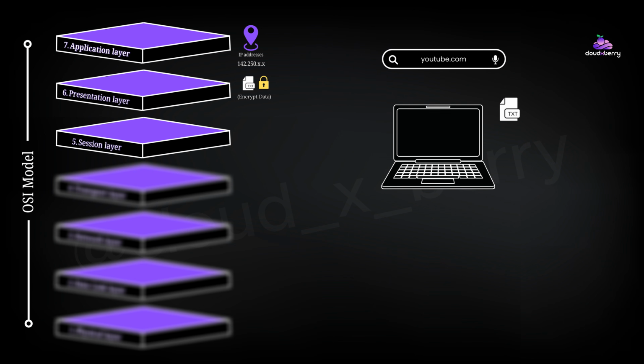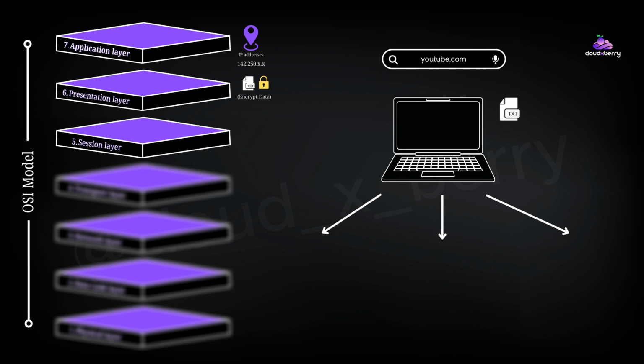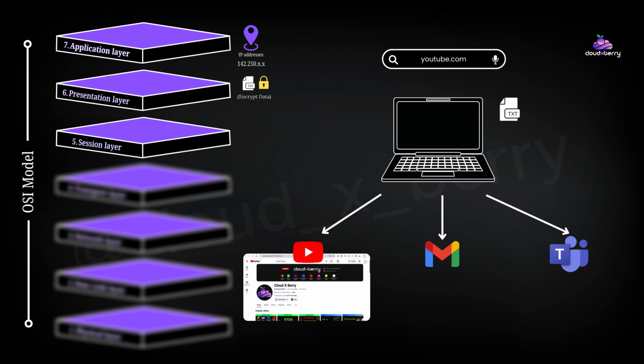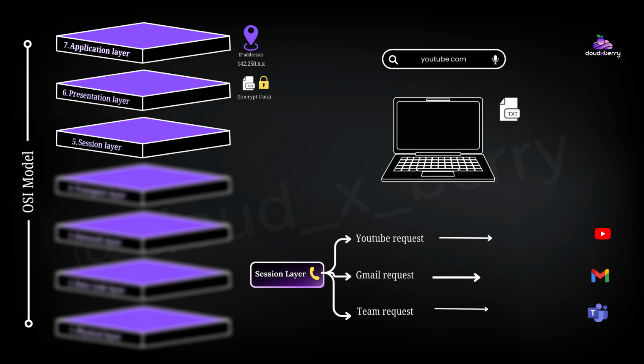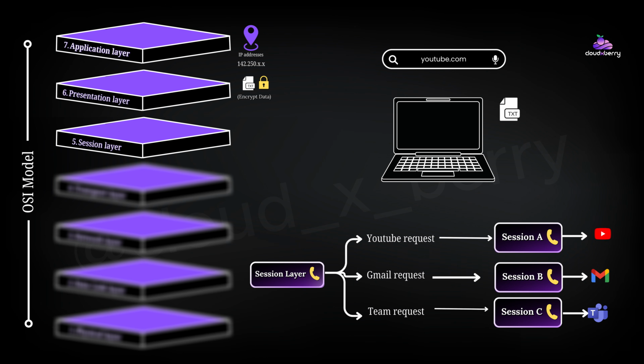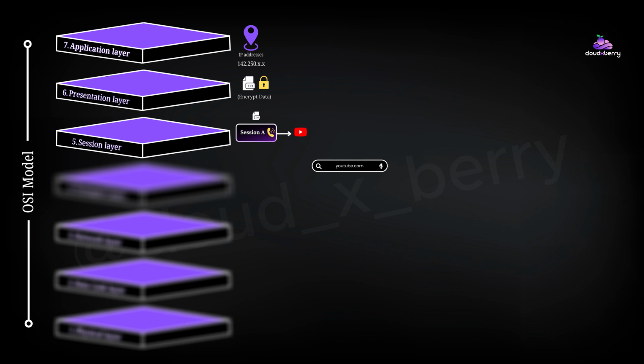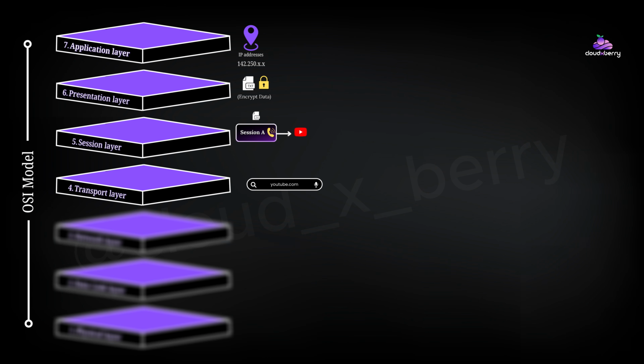The request is ready to be sent, but your computer is probably communicating with many applications at the same time. Maybe YouTube is open. Maybe Gmail is open. Maybe a Teams meeting is running. The session layer helps keep these conversations organized, so responses are associated with the correct application. Once the conversation is established, the request moves to layer 4, the transport layer.